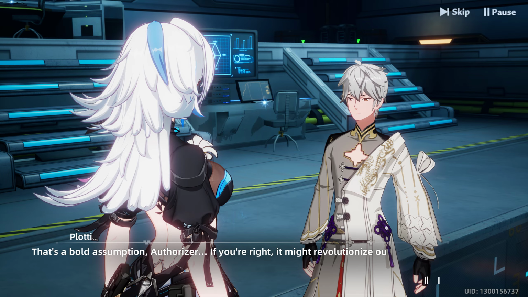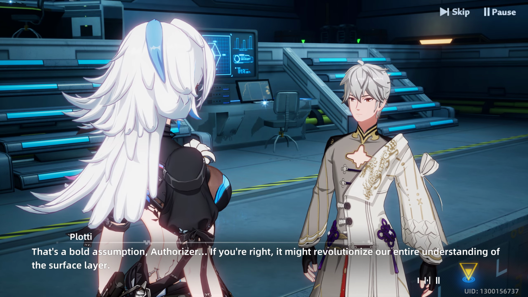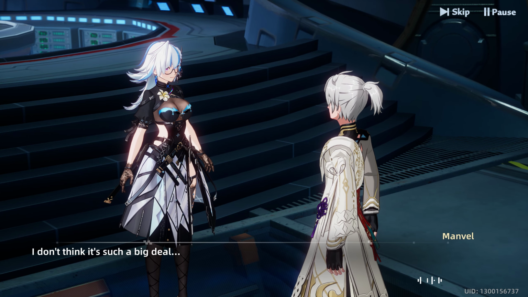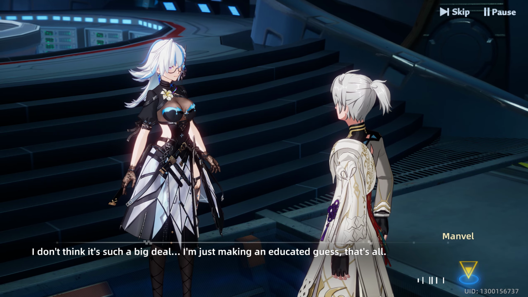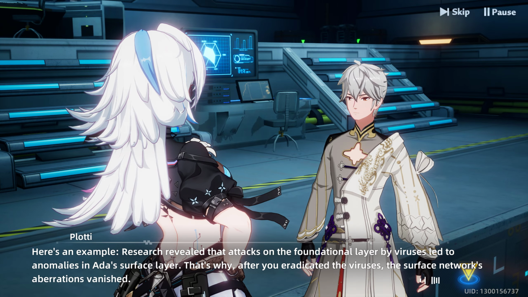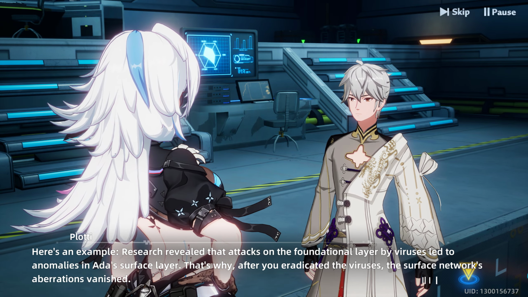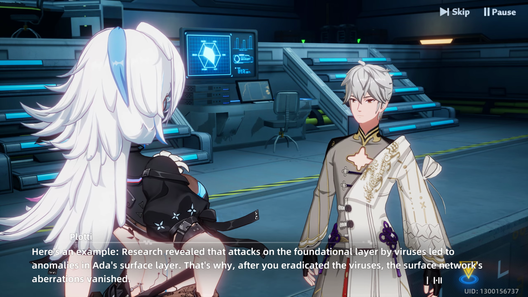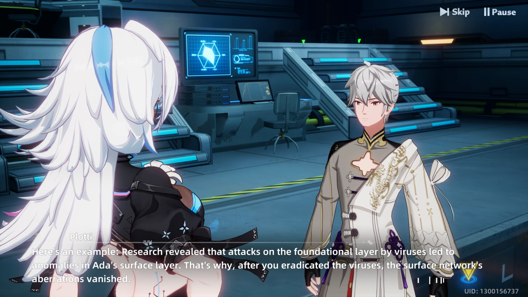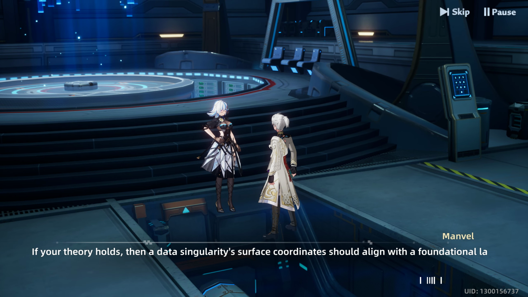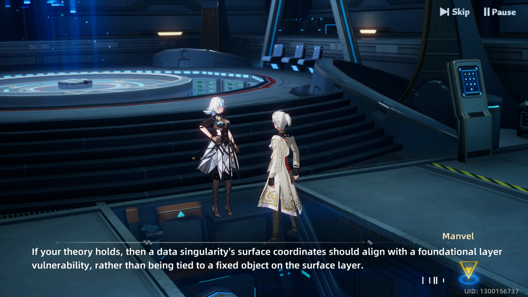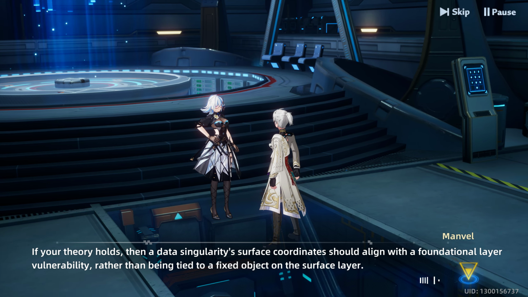That's a bold assumption, Authorizer. If you're right, it might revolutionize our entire understanding of the surface layer. Here's an example. Research revealed that attacks on the foundational layer by viruses led to anomalies in Ada's surface layer. That's why, after you eradicated the viruses, the surface network's aberrations vanished. If your theory holds, then a data singularity's surface coordinates should align with a foundational layer vulnerability, rather than being tied to a fixed object on the surface layer.